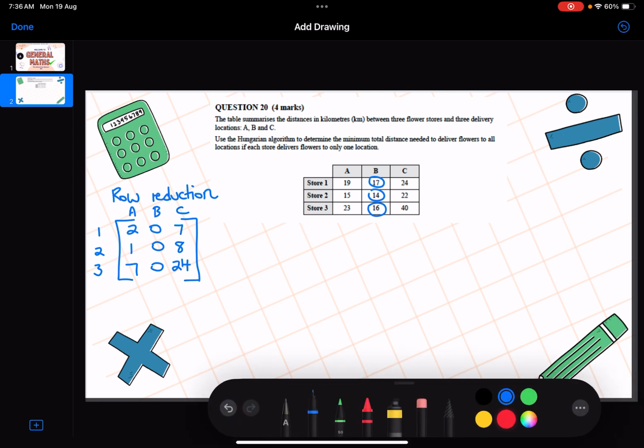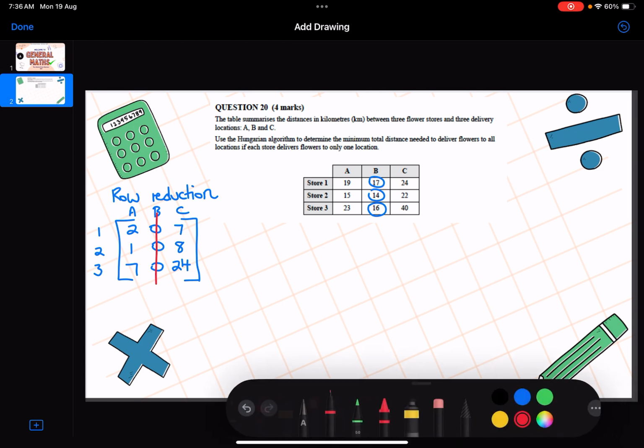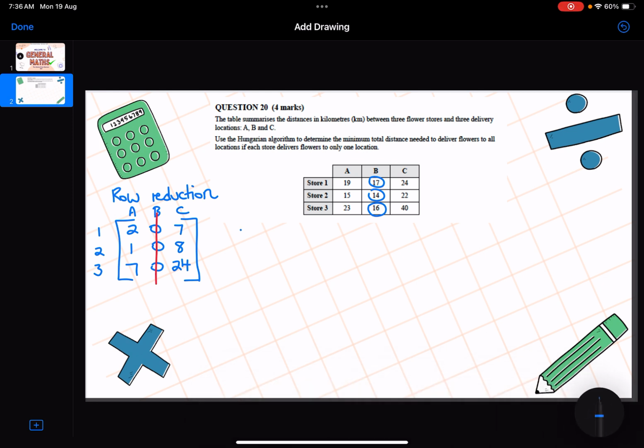Once we've done the row reduction, we need to cross all of the zeros in the quickest way possible, which is with one line through there. Now, because we've got a 3 by 3 matrix, I'm looking to cover those zeros in the quickest way possible, but I'm looking for 3 lines, not 1 line. So because there is only the 1 line there, we need to do our next step, which I'm going to call a column reduction.